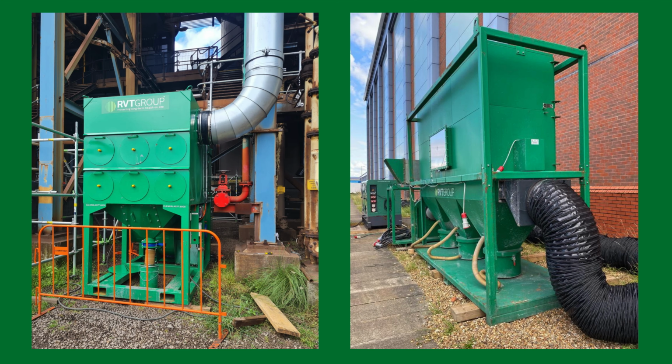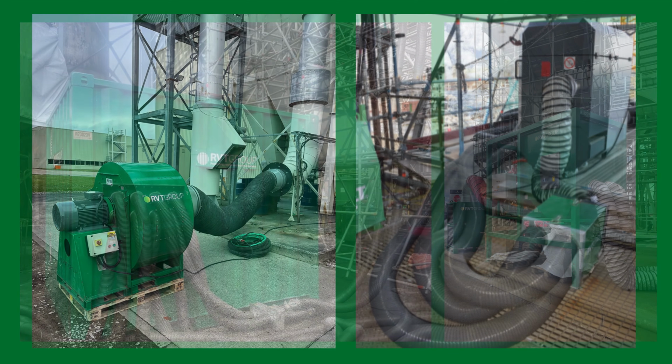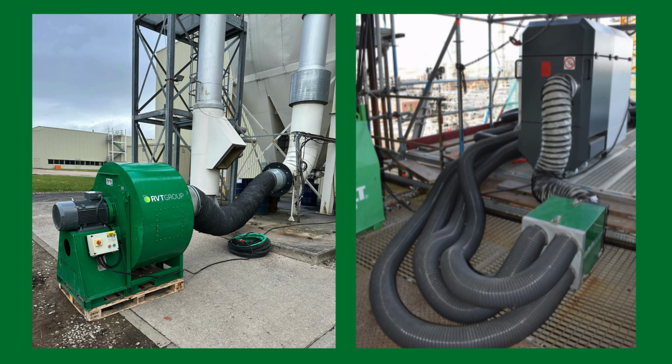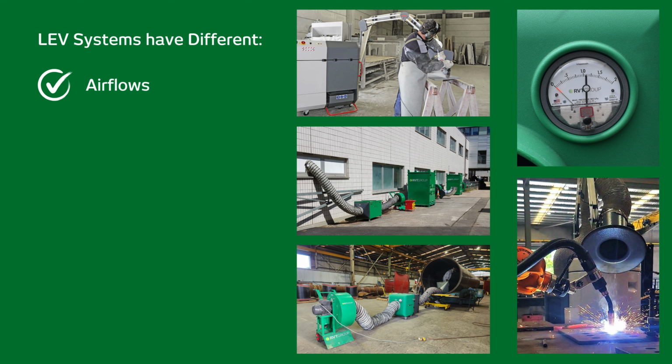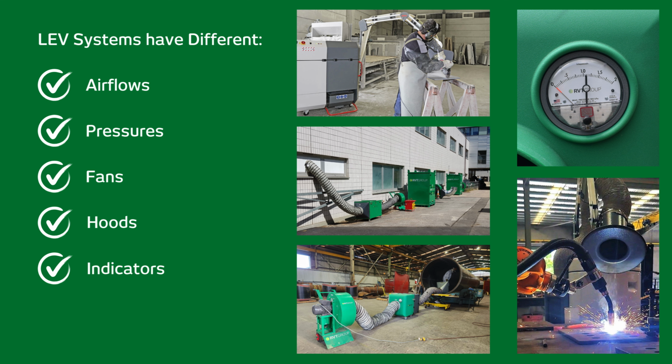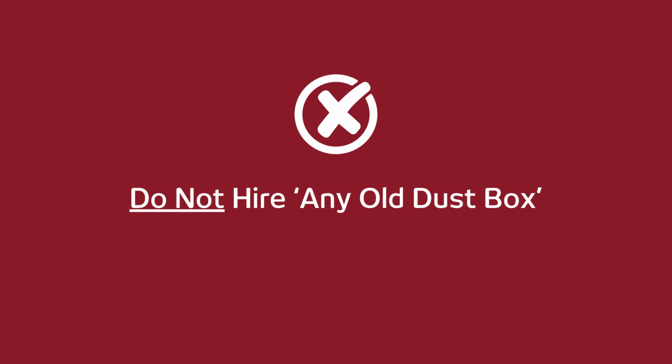Our bigger static systems have fitted filters with built-in PulseJet cleaning systems. Some of our LEV units also accommodate multiple spigots, enabling you to have multiple extraction points, which can help increase speed and efficiency. The most important thing to remember is that not all LEV systems are the same. They have different airflows, different pressures, different fans, different hoods, different indicators, different ducting systems, etc. Therefore, it is not sufficient to just hire any old dust box.